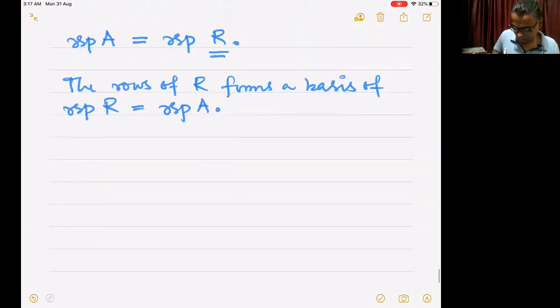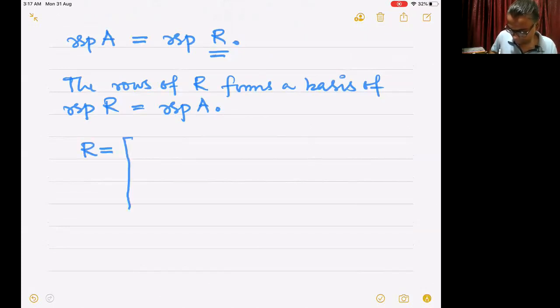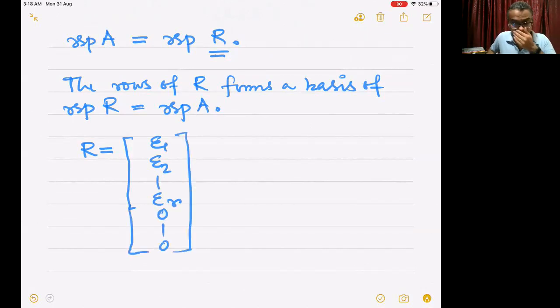First thing, suppose R is equal to epsilon 1, epsilon 2, up to epsilon r, these are the non-zero rows, and then all zeros. This is a row reduced echelon form of R. These are non-zero rows.